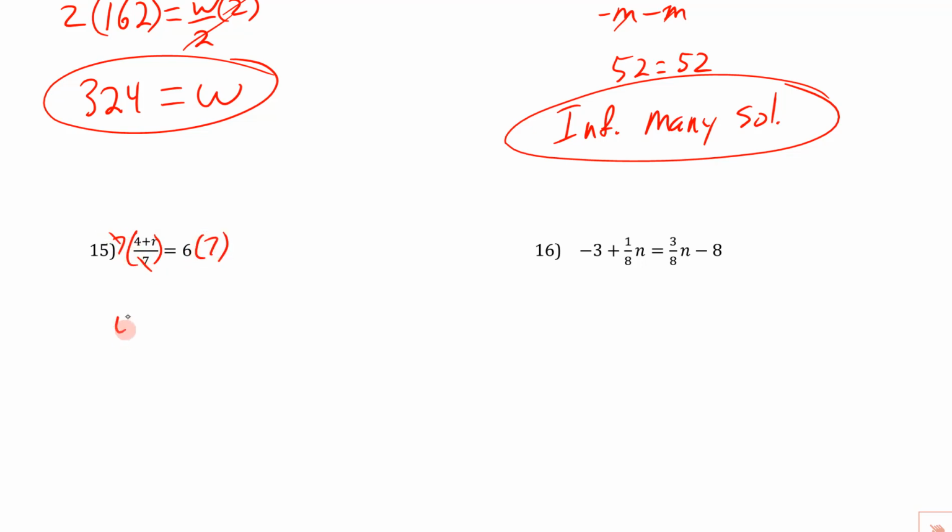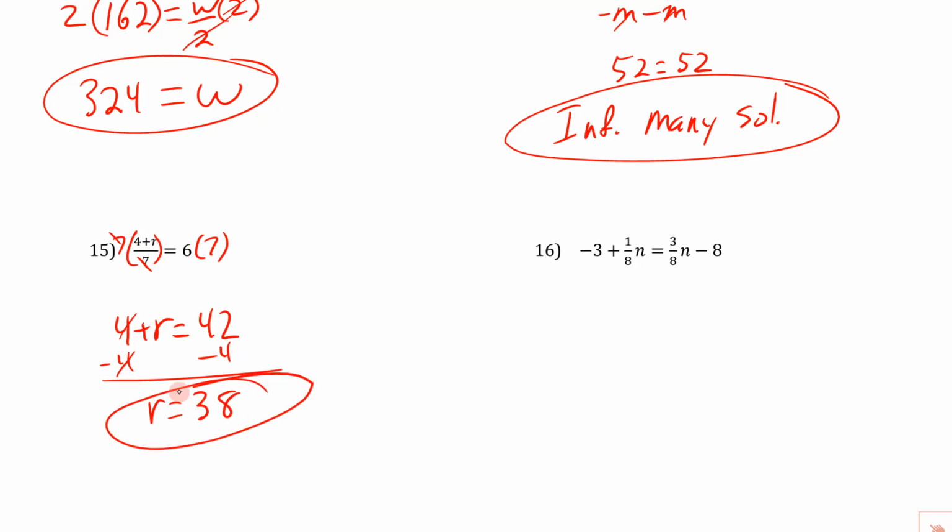Those are going to cancel. We're going to have a 4 plus r. We just get that numerator left. And then we've got this 6 times 7. 6 times 7 is 42. We're going to finish this off by subtracting 4 from both sides. We end up with an r on this side, and 42 minus 4 is 38. And we'll circle that, and there's our answer.